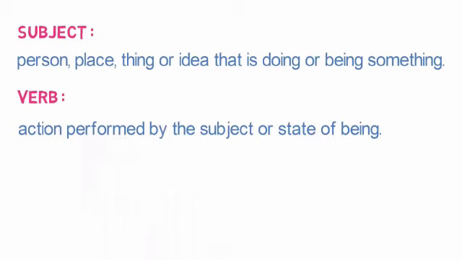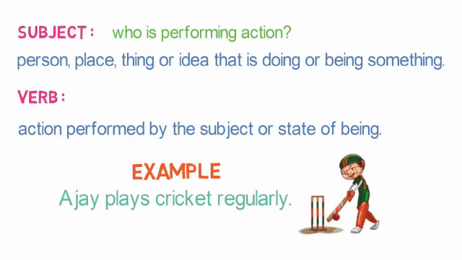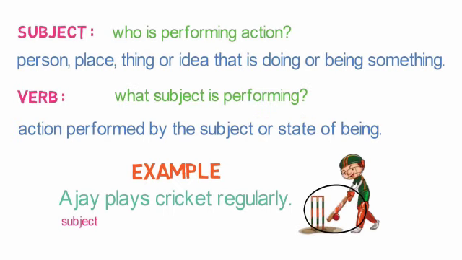Now, let's understand it with an example. Ajay plays cricket regularly. Now, to identify the subject, ask here who is performing the action of playing. It is Ajay. So, Ajay is the subject. And to identify the verb, ask the question, what is the subject performing? It is playing. So plays is the verb here in this case. So in this way, we can identify the subject and the verb in the sentence by asking these questions.